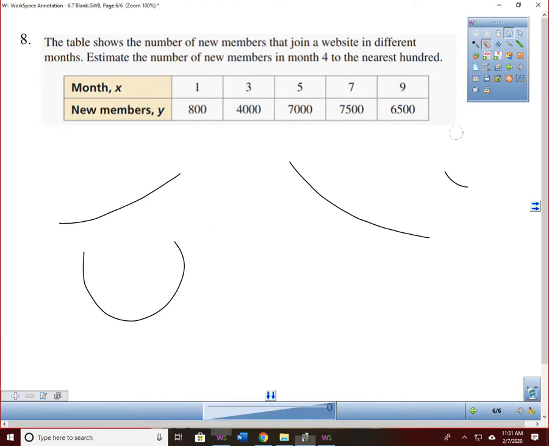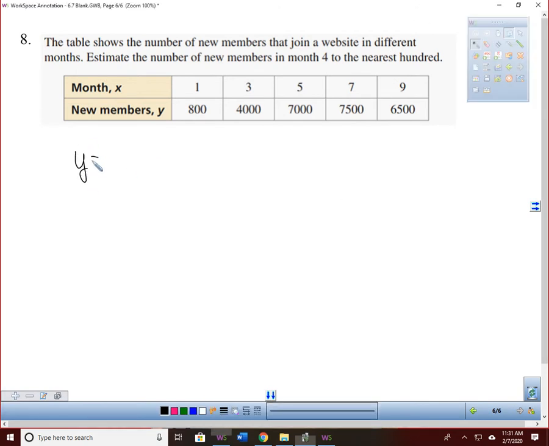Get rid of my beautiful drawings. So y equals negative 194.6 x to the second plus 2691.4x. And remember, these are just the numbers that came from the A, the B, and the C. And 1873.9. So if I'm wanting to check month 4, now mind you, month 4 is in between these two. Notice you're still going up, all right? So we would expect the number to be between 4,000 and 7,000.